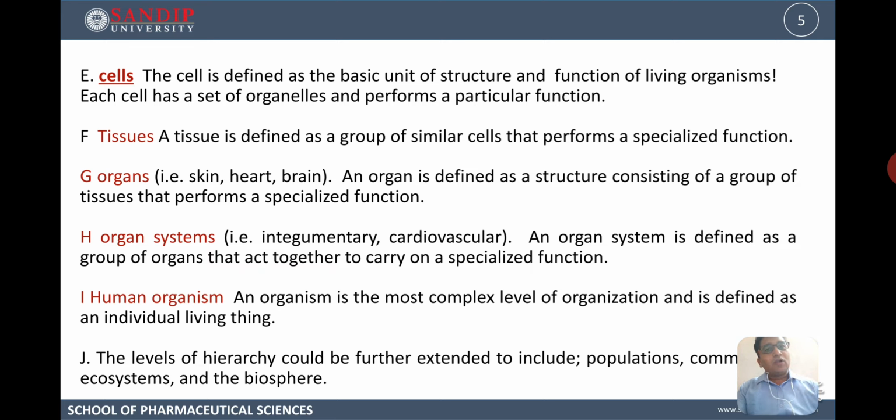So these are the 4 types of tissue. A group of organs is known as a tissue. For example, heart, lungs, liver, kidney, all these are what? Organs. A group of organs is known as a system.